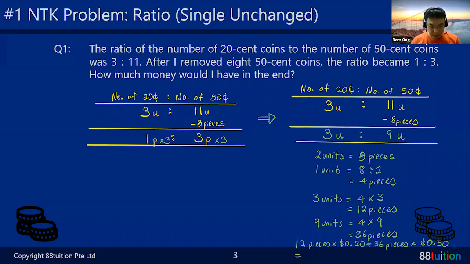Press your calculator. 12 times 0.2 plus 36 times 0.5. Bam. Answer is $20.40. Whoa! I'm so good. Can you understand or not? Now in P5, you already know how to combine things together. So do it. Show it to your teacher that you fully understand what is happening. So it's 12 pieces of 20 cent plus 36 pieces of 50 cent. Total is $20.40.